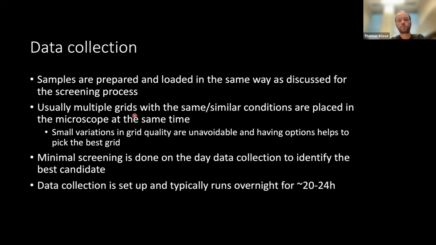And so because of these small variations in crit quality, it is good to not just have one crit in your microscope, but to have something that you can choose from and then pick the best crit. And that's what we then usually do. We do very minimal screening on the day of data collection.